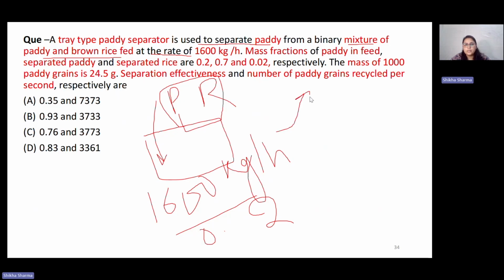When the paddy and the rice are separated, the separated paddy and the separated rice have this fraction, 0.7 and 0.02 respectively. The mass of 1000 paddy grains is given as 24.5 gram. So we need to calculate here the separation efficiency and the number of paddy grains recycled per second respectively. Okay, let's solve this question.